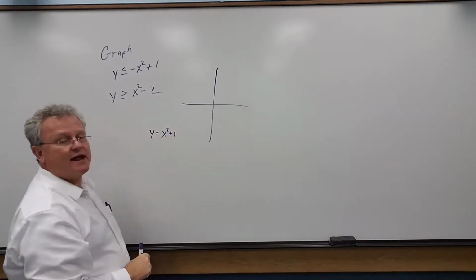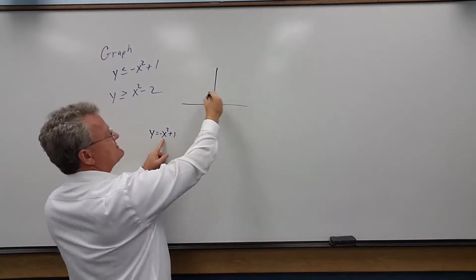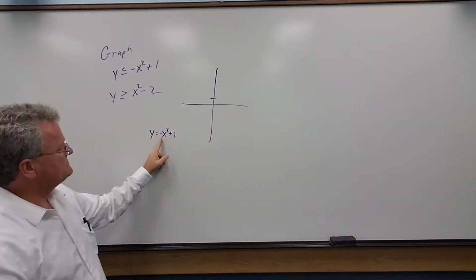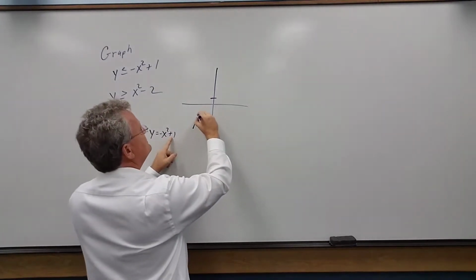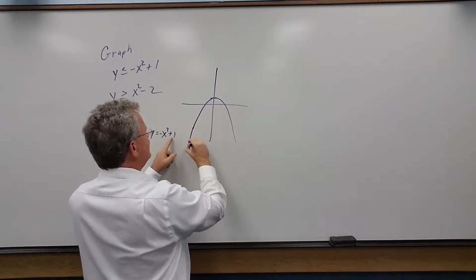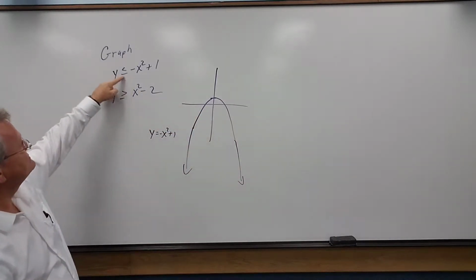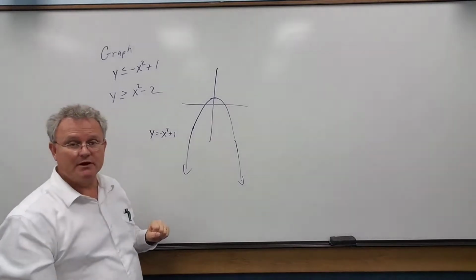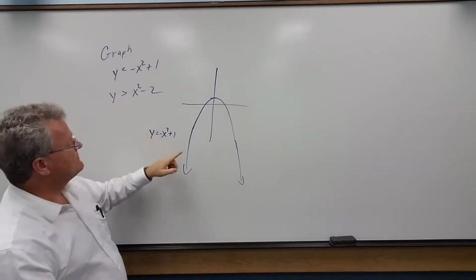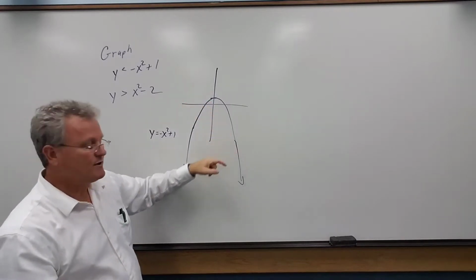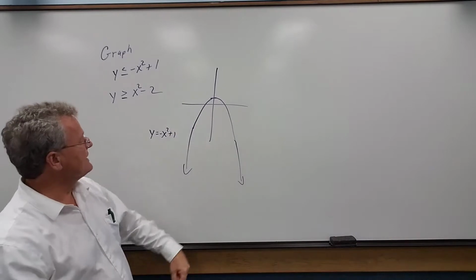The graph of that, because it's a minus x squared, is an upside down parabola, shifted up 1 unit. So it's going to look something kind of like this. We use a solid line because these are both equal to type inequalities. If there was no equal underneath these, then we would use dotted lines when we graph. But they're equal, so we have a solid line.